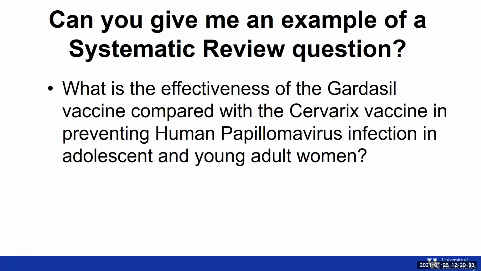Okay, so can you give me an example of a systematic review question? This is an example of one: What is the effectiveness of the Gardasil vaccine compared with the Cervarix vaccine in preventing human papillomavirus infection in adolescent and young adult women? I might have butchered that, and I apologize if I did. That is clearly a systematic review question because you're comparing two different vaccines in a specific population. So you can go out and find, for example, RCTs from that question, if that's part of your inclusion criteria, and come up with an answer through analysis of those articles or citations that are included.